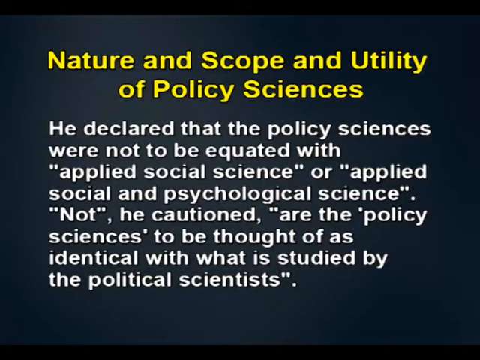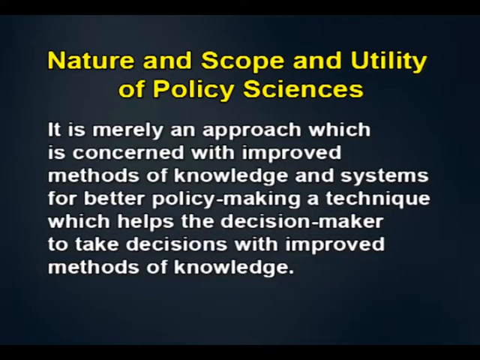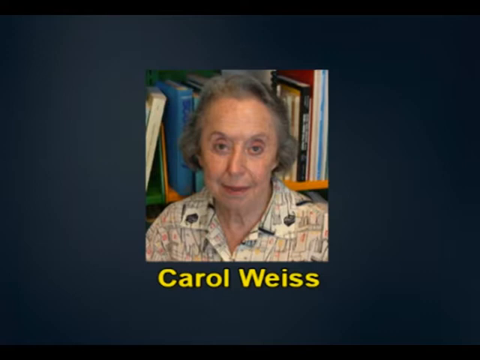Like other social sciences, a policy science is also not an exact science because substantive science is concerned with the pursuit of truth which it seeks to understand and predict. It is merely an approach which is concerned with improved methods of knowledge and systems for better policy making, a technique which helps the decision maker to take decisions with improved methods of knowledge. It is thus concerned with more effective manipulation of the real world, leaving open the possibility of not understanding the phenomena. Carol Weiss describes policy sciences as a decision-driven model of research use.